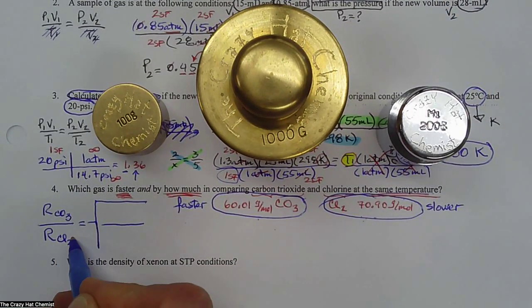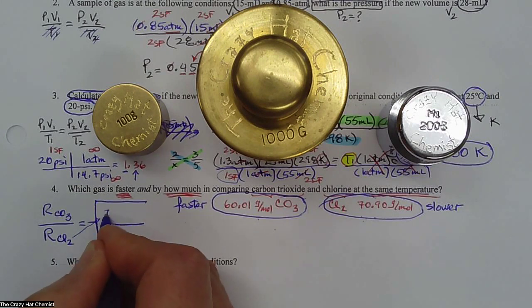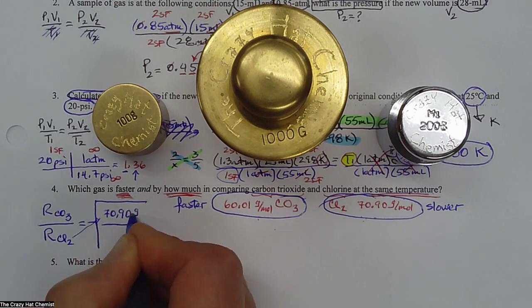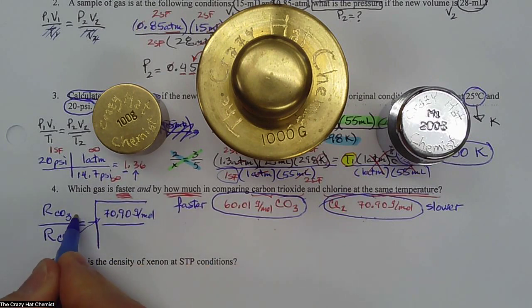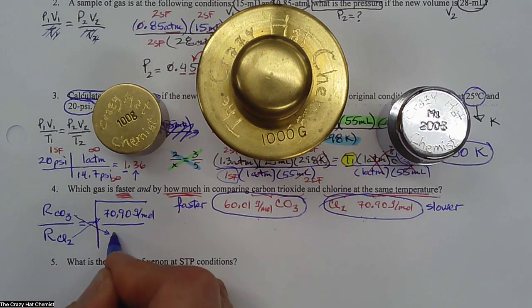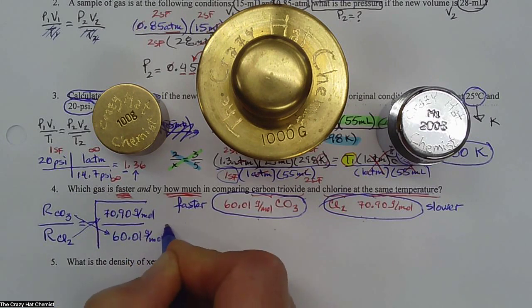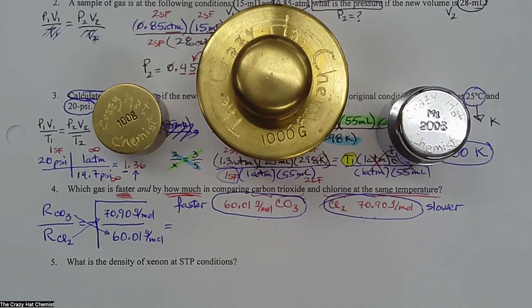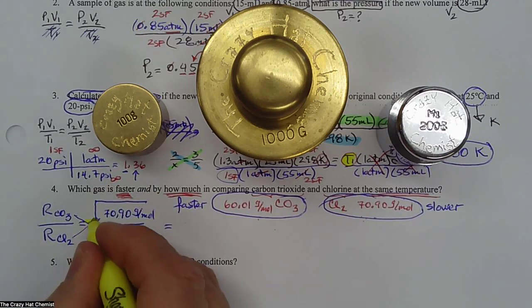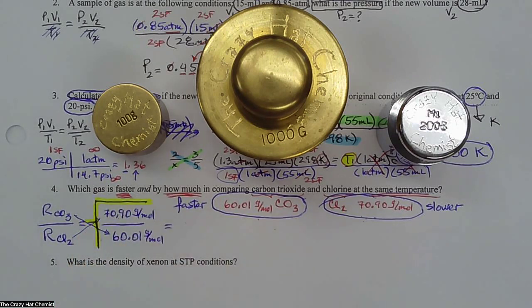So we're using that relationship to plug into this equation. Chlorine's molar mass is going to go right here, that's 70.90 grams per mole. And then carbon trioxide's molar mass is going to go here, that's 60.01 grams per mole. Now we're going to plug this into our calculator. It's 70.90 divided by 60.01, and then you take the square root of that, because one of the most common mistakes is that students forget to take the square root after they divide. Don't forget to take the square root after you divide.